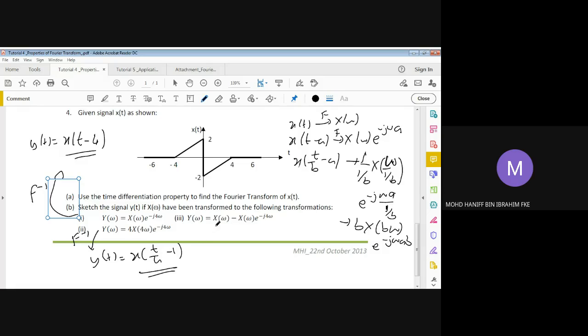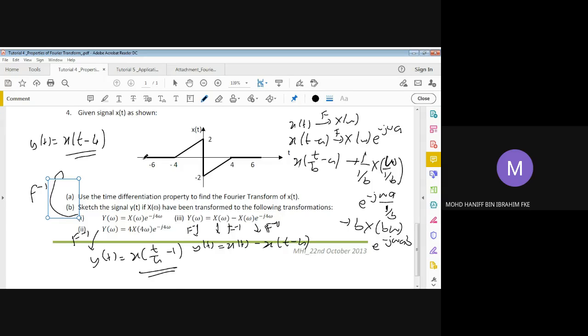While for question 3, this is a combination of two signals. So this should be equal to the inverse Fourier transform. This will give us y(t), this should give us x(t), and this should give us x(t minus 4). Okay, so this is an operation of signals. This is your x(t), so you have to subtract x(t) which has been shifted by 4 units to the right.